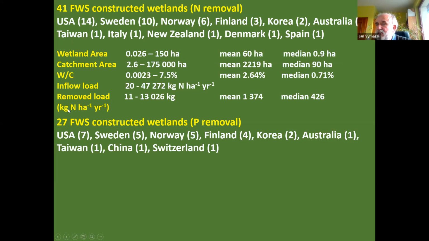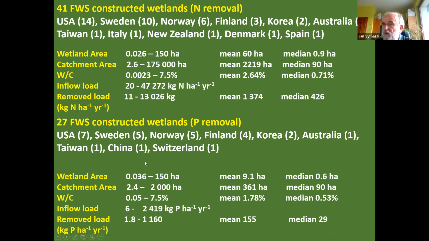And importantly, the removed load, the mean, is about 1,300 kilograms nitrogen per hectare per year. Most of the nitrogen is in the form of nitrate. And the same can be seen for phosphorus. And again, this is from the United States, Sweden, Norway, Finland, and some other countries. And here the mean is about 155 kilograms of phosphorus per hectare per year.